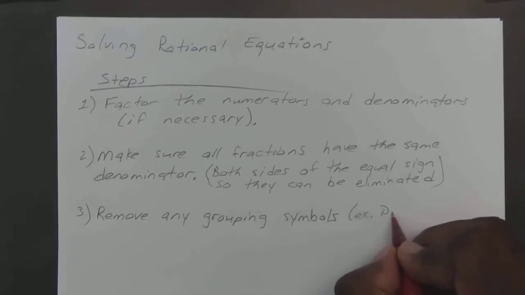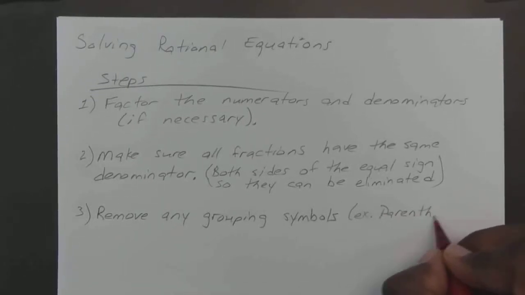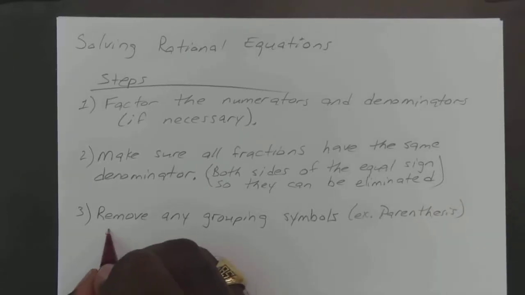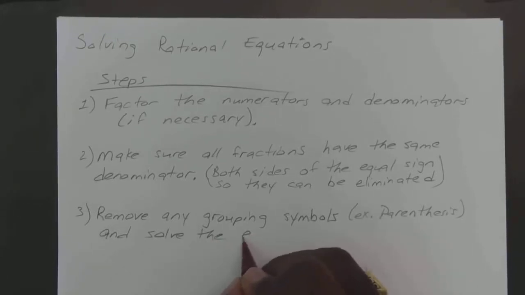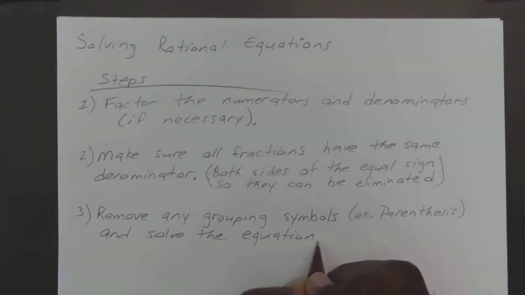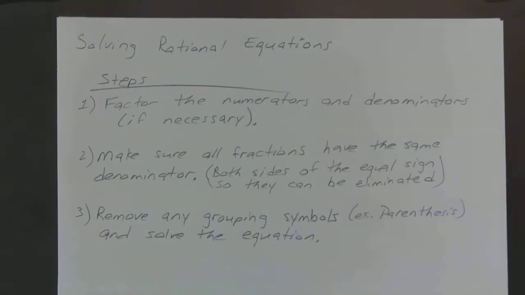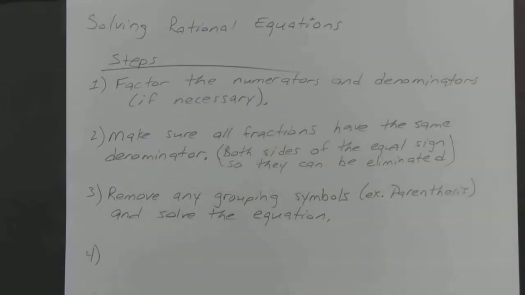Okay, so for example, parentheses. And solve the equation. Okay, so now the fourth step is pretty important because a lot of people tend to forget it. You want to check your answers by plugging them into the original equation and making sure that your denominator won't equal 0 for any of them. Now, you don't have to find the answer for all of them. You just want to make sure that if you have two answers, one of those answers or both of them don't give you a denominator of 0.